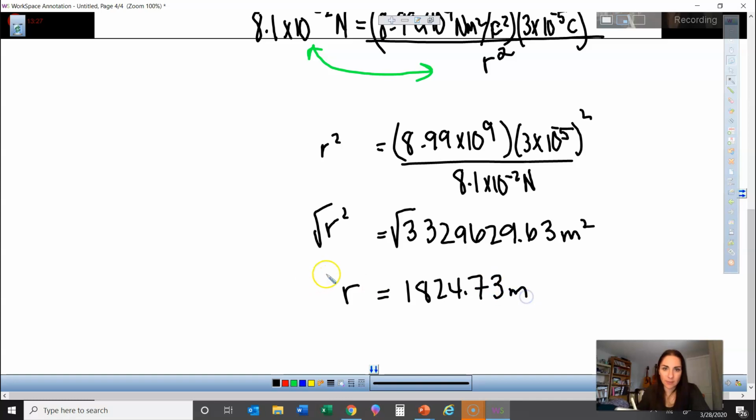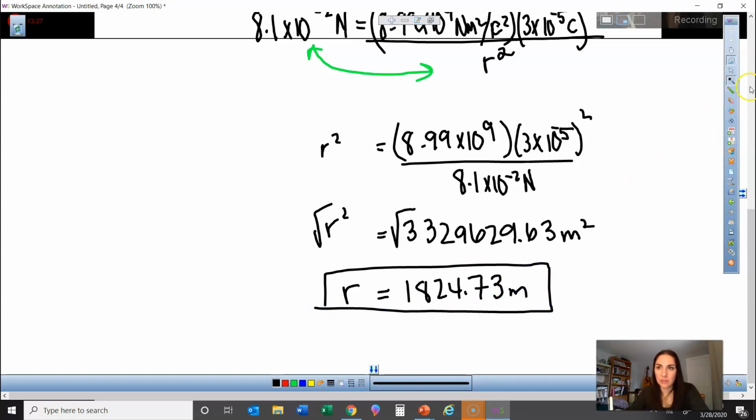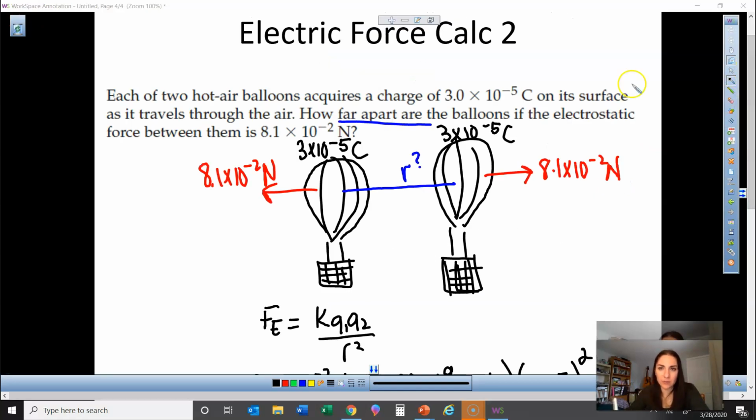There we go. That makes sense. About 1,800 meters apart of two hot air balloons. That makes total sense. I'm going to put it on this. It's going to be on a sunny day.